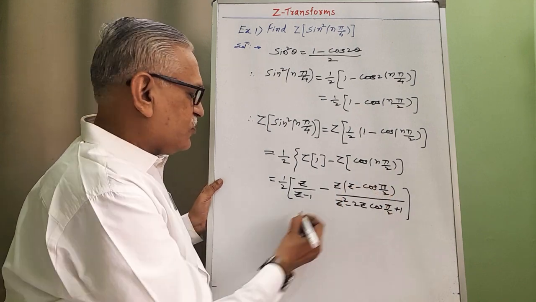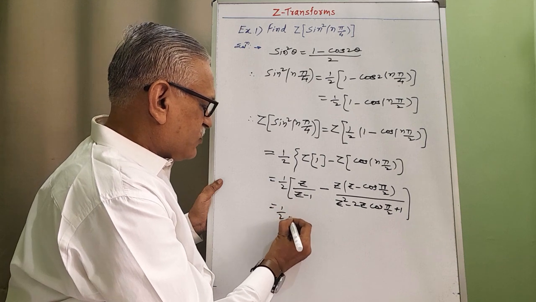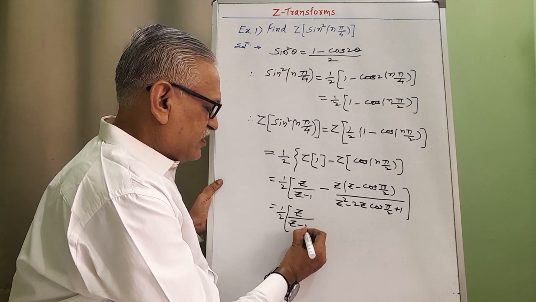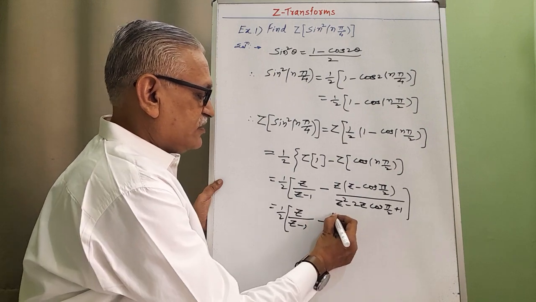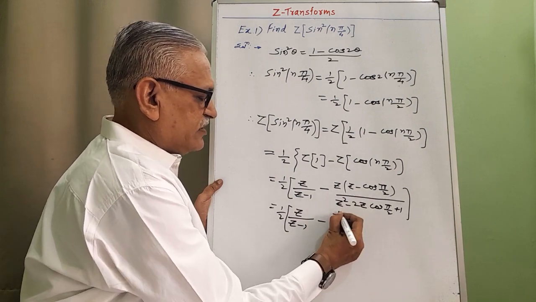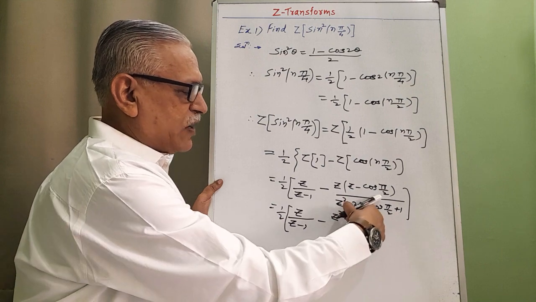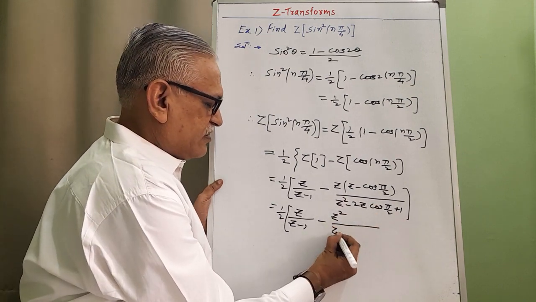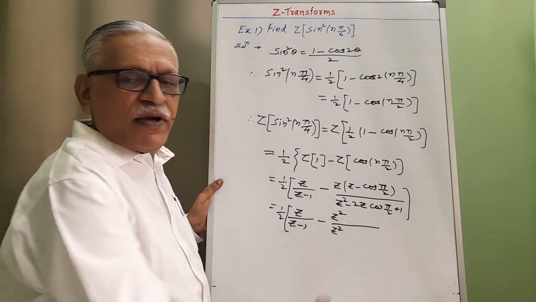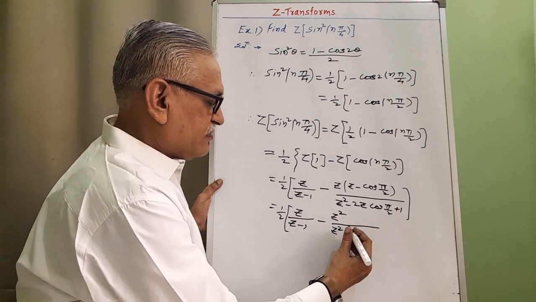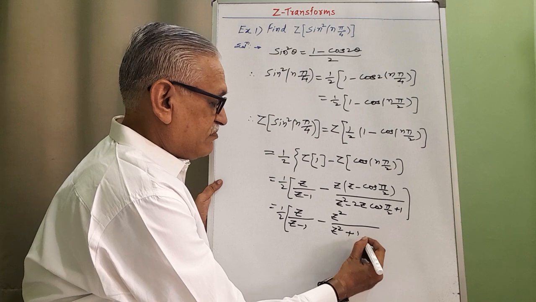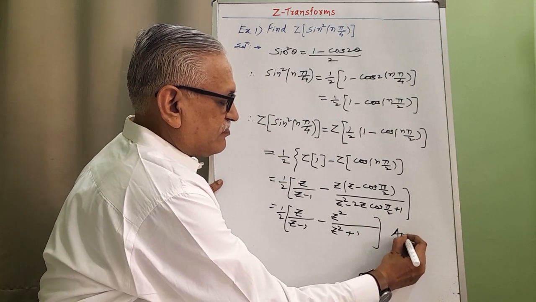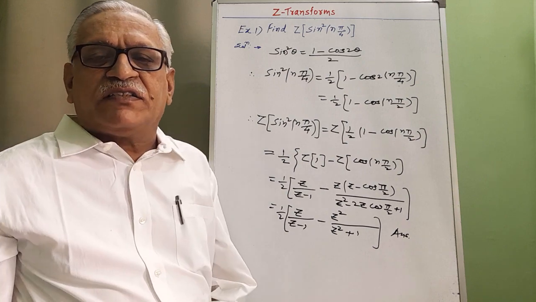Cos pi by 2 is 0, and therefore we get 1 by 2 times Z divided by Z minus 1, minus Z into Z, it becomes Z square, since cos pi by 2 is 0, divided by Z square, again cos pi by 2 is 0, plus 1. This is the required answer, or required Z transform.